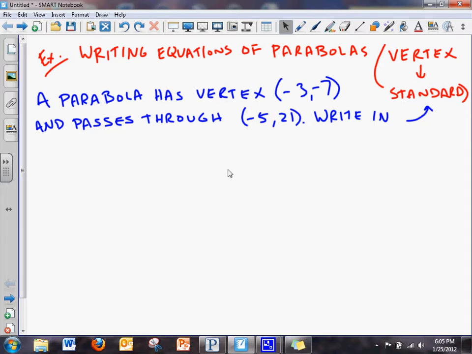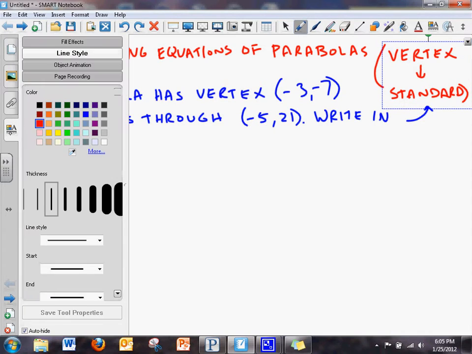Now, what we're going to have to do here is, because we are given the vertex, start writing this in vertex form, and it wants us to write it in standard form. So we have to start by writing in vertex form because we're given the vertex, and then we're using algebra to change it into standard form. So here we go.